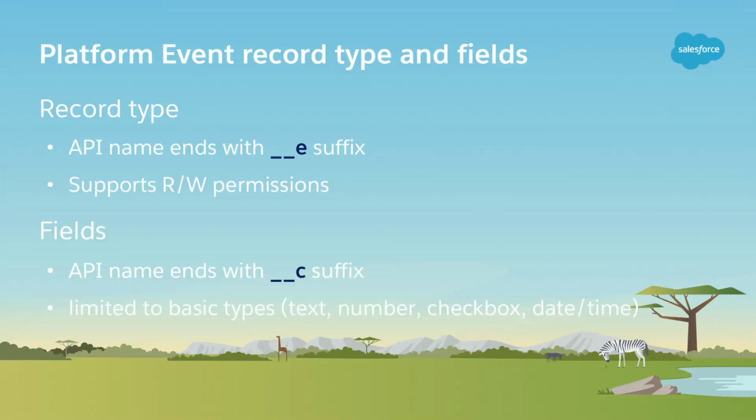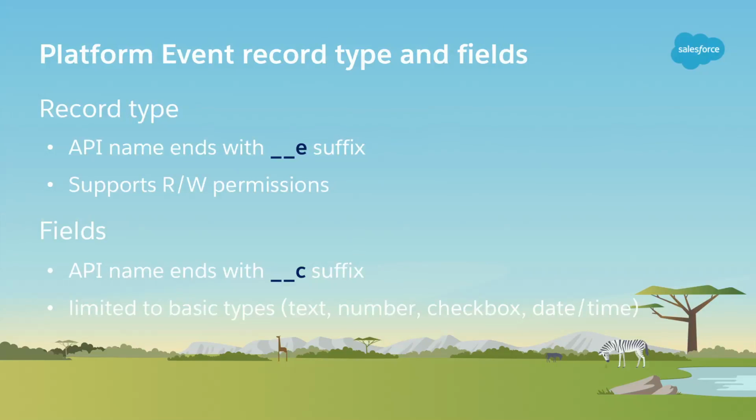Now, I mentioned that we have some limitations on the type of records and the fields that we can have in platform events. So here I'm going to go through the details. First of all, when you create a platform event, it's a bit like if you create a custom object, except that there is an __e suffix that denotes that it's an event, so it's not being saved again. And there are also some security aspects to it. We can have read-write permissions on those platform events. So if you want to secure them, you can.